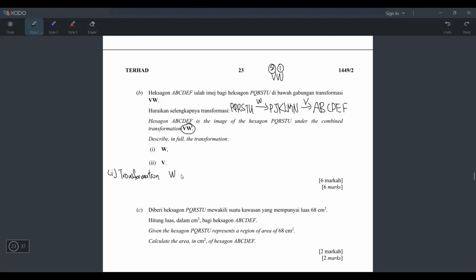W is blah blah blah blah blah. And then second one, transformation V is blah blah blah blah blah. Okay. So remember, this is very important. Even though there are no marks, you have to write this first, right?